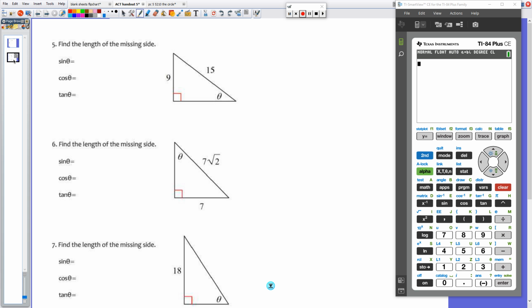On the back side of this handout, I've given you 2 of the 3 sides of the triangle. So you'll need to use your Pythagorean theorem to find the missing side. C squared is equal to A squared plus B squared. I always start off with the hypotenuse. So we'll need to figure out this missing side down here. That is not your hypotenuse. 15 is.